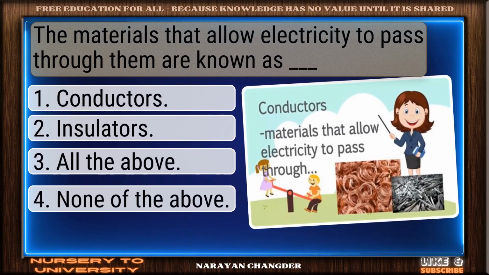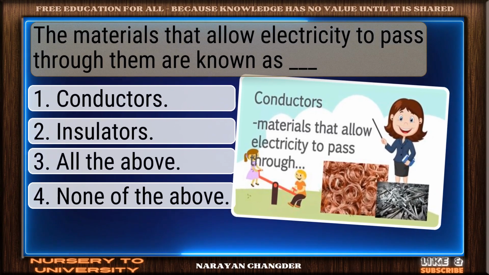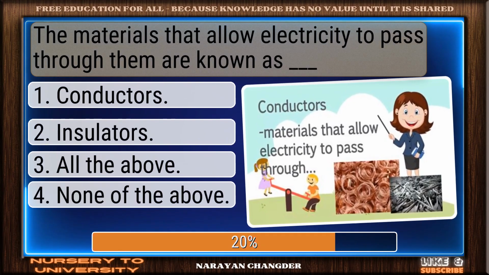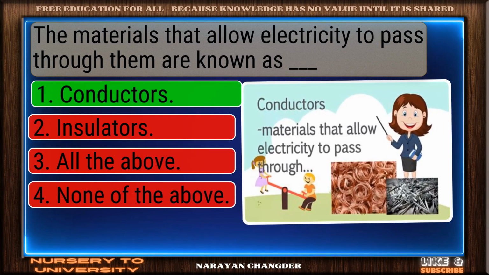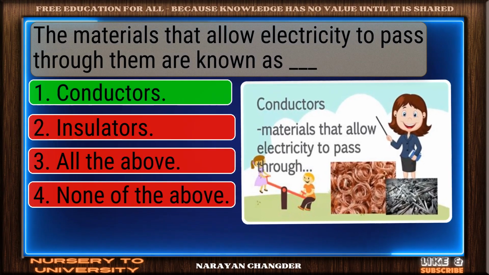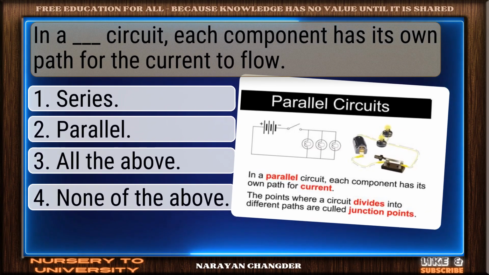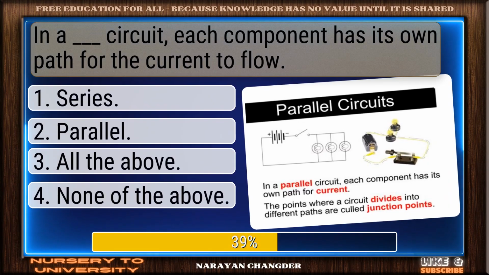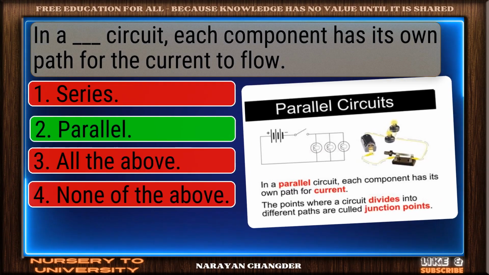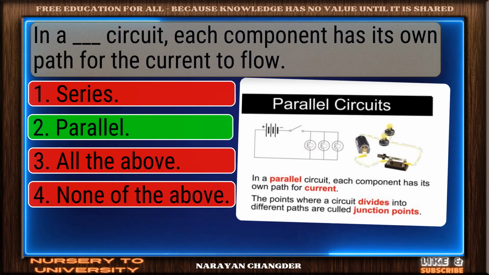The materials that allow electricity to pass through them are known as dash. Valid point. Conductors is true. In a dash circuit, each component has its own path for the current to flow. Great thinking. Parallel is the right choice.